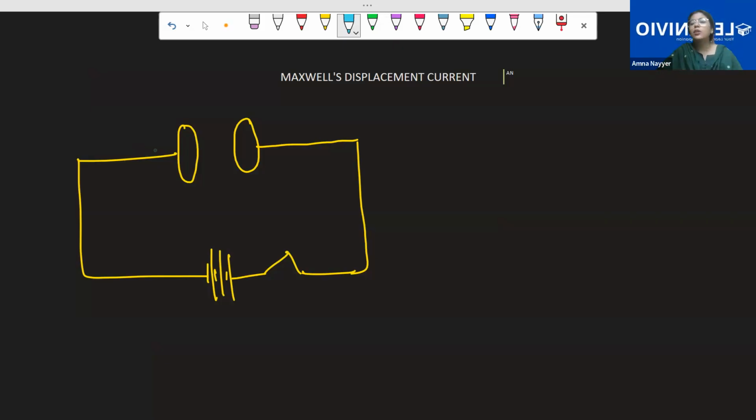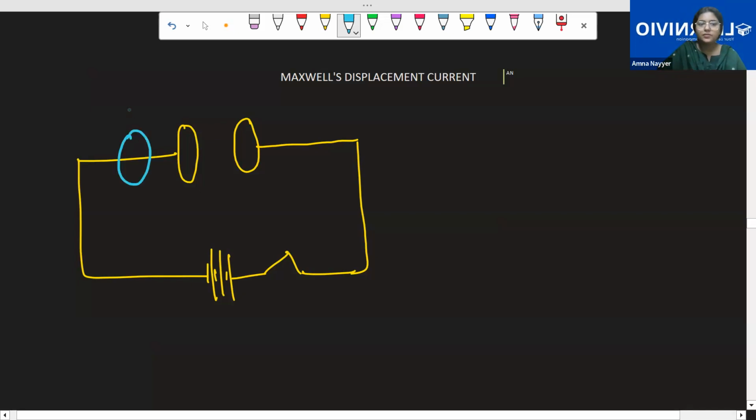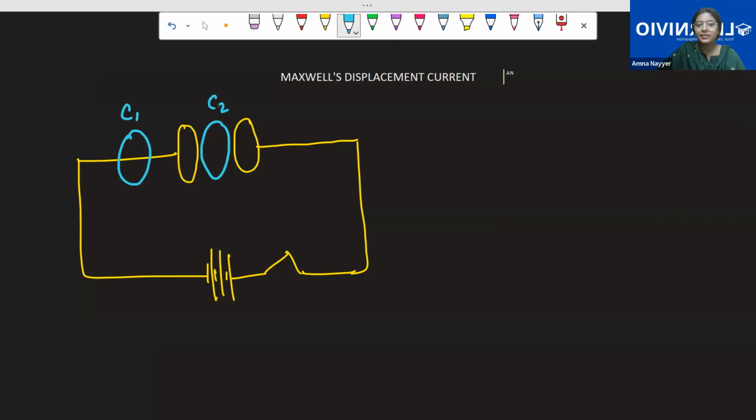We had studied the concept of Ampere's circuital law. He took two loops. This is one loop, let's say C1, and he took another loop here, that is C2. Two closed loops he took. Now this is a battery that is connected. This is a key that is connected, and current is flowing through the circuit like this. C1 and C2 are basically closed loops.